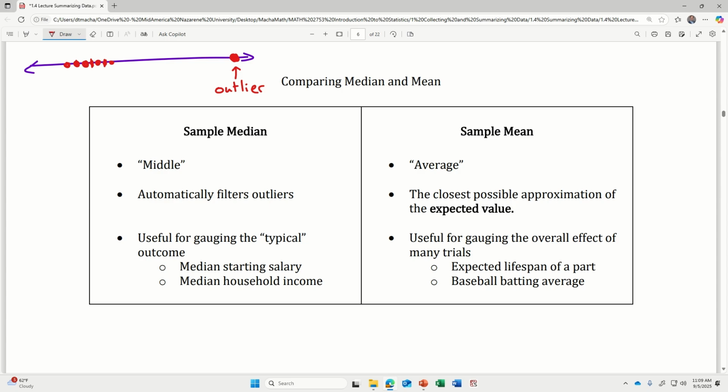Likewise, if you are a manager of a baseball team, you care about a player's batting average, not their batting median, because you are going to put that player up to bat over and over and over and over again, and you care about the expected value when you're going to repeat a process many, many times.